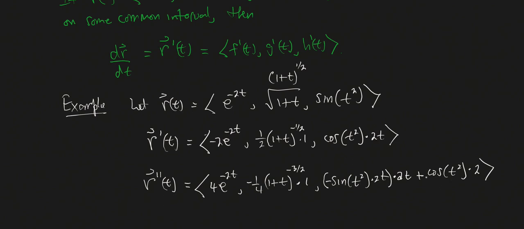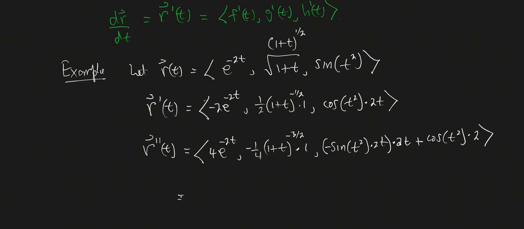You may like to start with the first times the derivative of the second, and then add the derivative of the first times the second. It works out to be the same because the operation there is addition, which is commutative, right? So let's simplify this. And we have 4e to the -2t, and if you want to write this in the nice form with roots and no negative exponents, you'd end up getting -1/4 times the square root of 1 plus t to the third power, right? So that's the middle component.